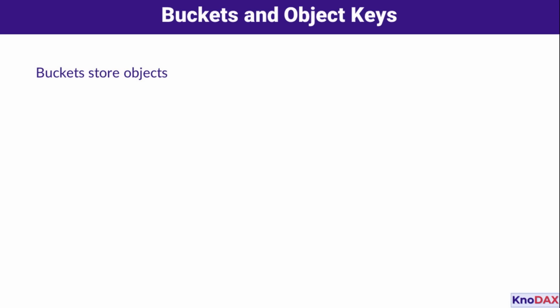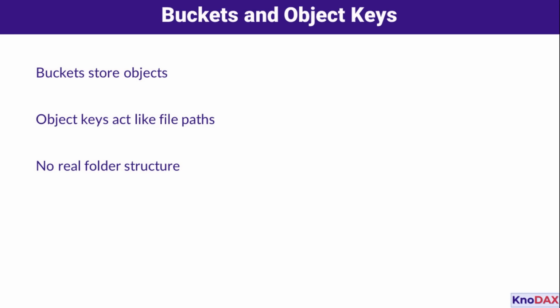Buckets are the top-level containers for storing data in S3. Every object you store must reside within a bucket. The object key serves as the unique identifier and can mimic a folder path using slashes, though no real hierarchy exists.